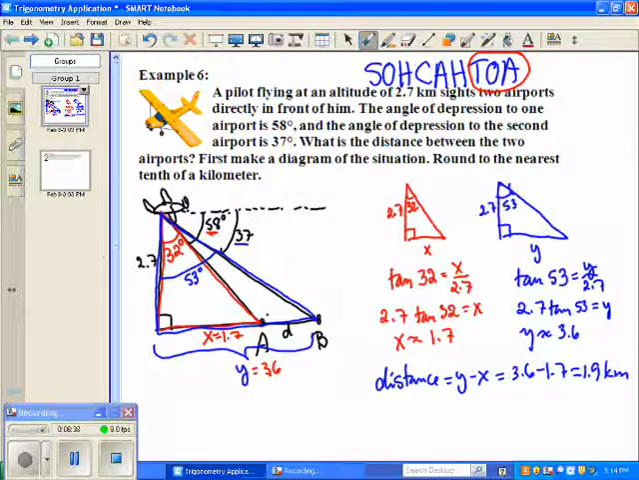So now I would like you to do the practice problem. It's on the next page. You can pause the video right now and try it yourself. It's a very similar problem to this one. I'm going to flip to the next page, and I'm going to start with drawing the diagram. If you get stuck with the diagram, look at the video.